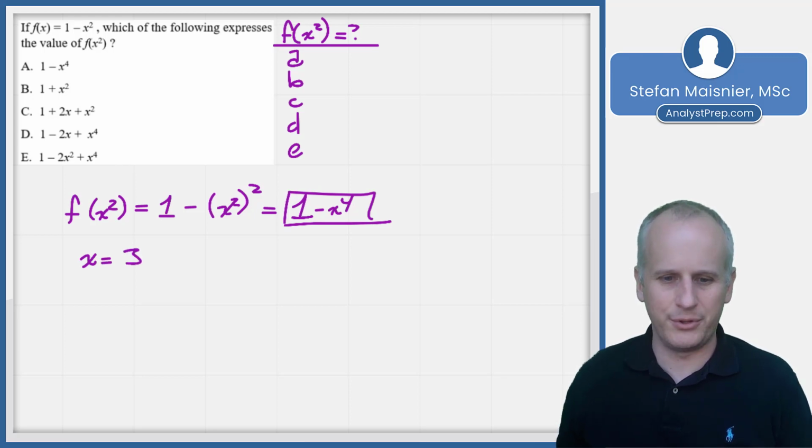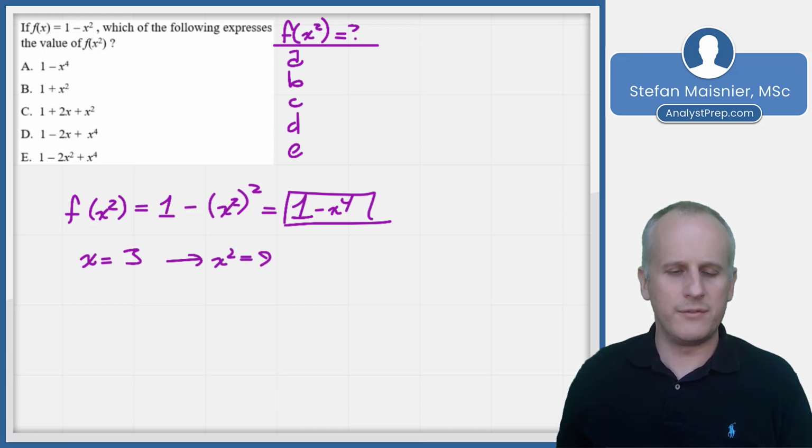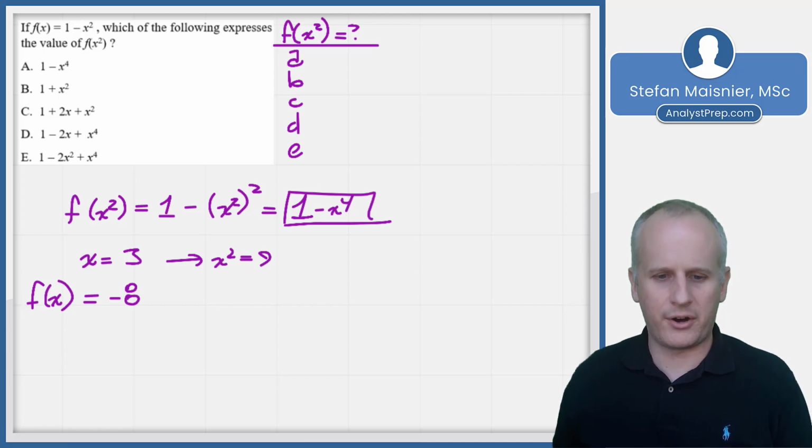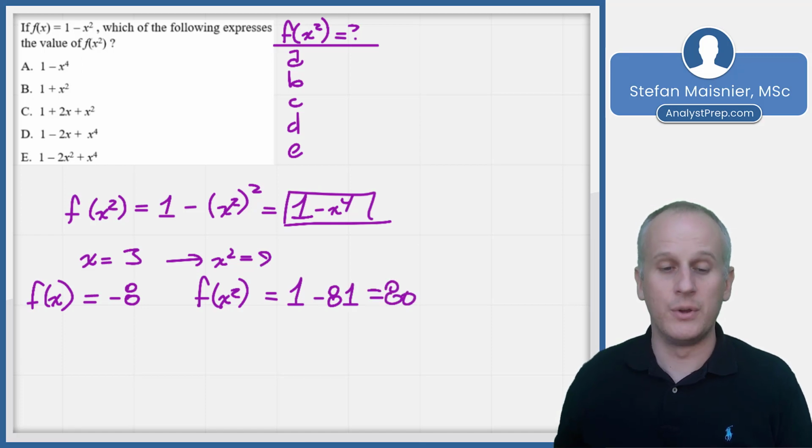Because if x is equal to 3, then we know that x squared is equal to 9. And we've got f of x is equal to 1 minus x squared. So we're looking at the f of x in this case as being equal to 1 minus 3 squared, which would be negative 8. And then with our f of x squared, well, that's going to be 1 minus now 9 squared. So that's going to be 1 minus 81, and that's going to be negative 80. So we know that when we plug in our value of x, we should be able to get a result of negative 80. And x, remember, was 3.